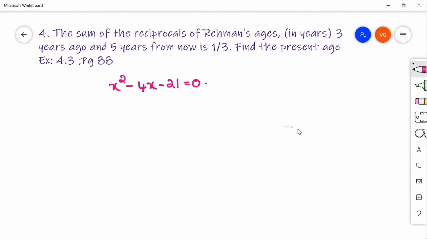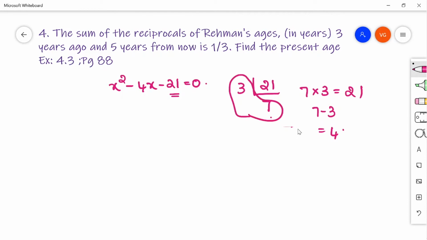Now let us solve this equation: x square minus 4x minus 21 is equal to 0. So I am writing factors for 21 here, 3 and 7, and 7 minus 3 is 4. 7 into 3 is 21. So 7 and 3 is the perfect combination here to split the middle term. So x square minus 7x plus 3x minus 21 is equal to 0, right? So minus 4x I am splitting as minus 7x plus 3x.